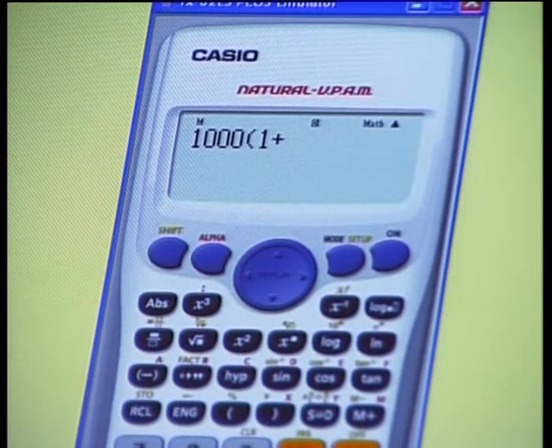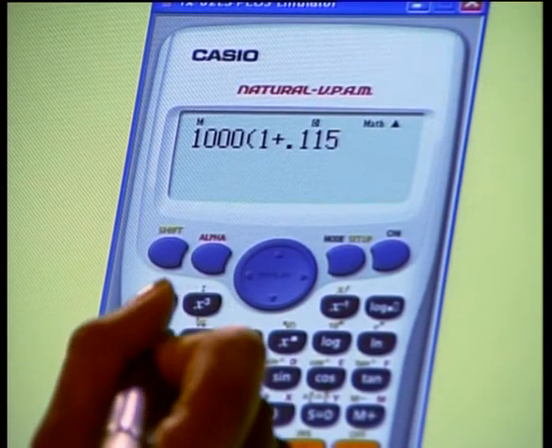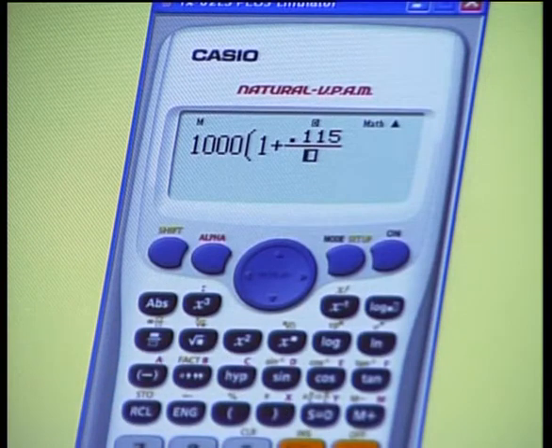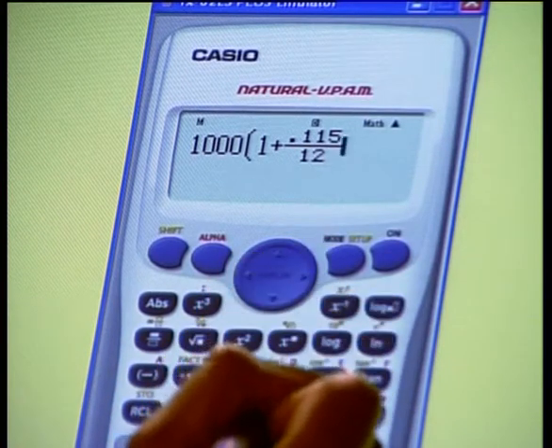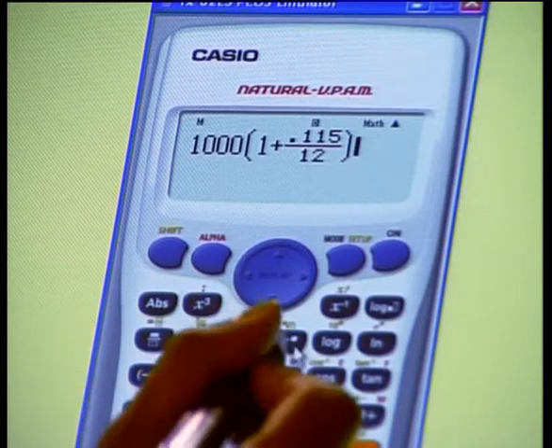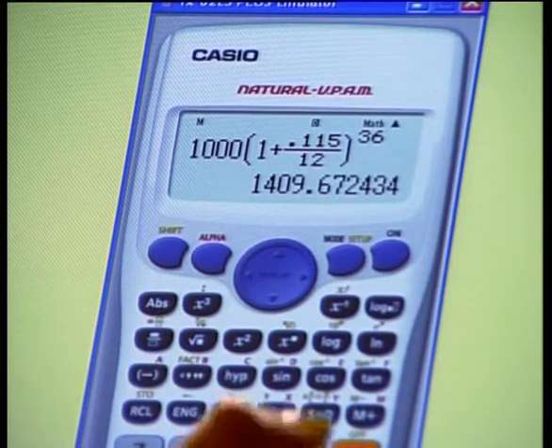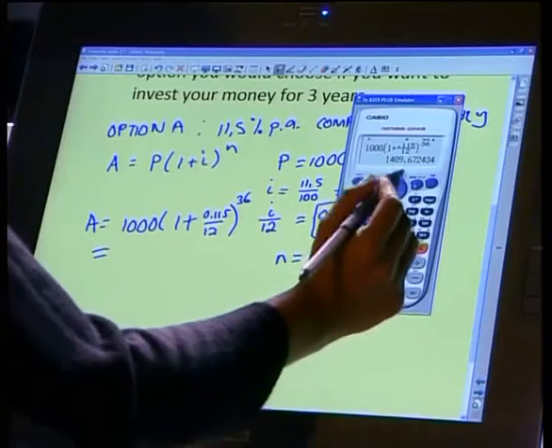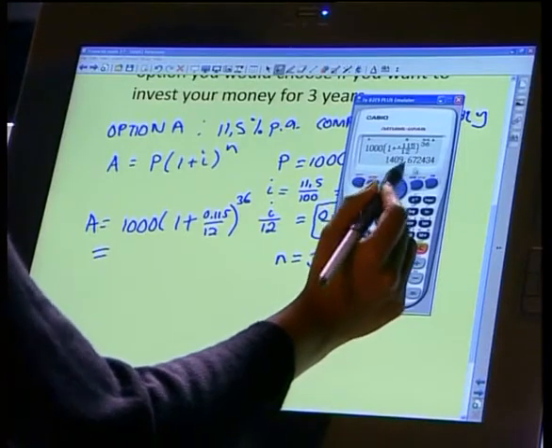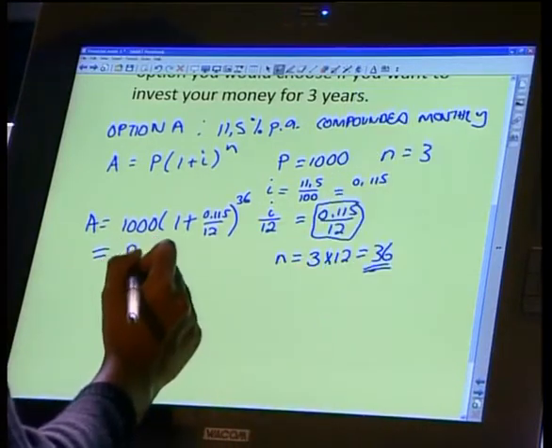And it's 0.115 over 12. And we raise the entire thing to the power of 36. And that gives us an answer of 1,409 Rand and 67 cents.